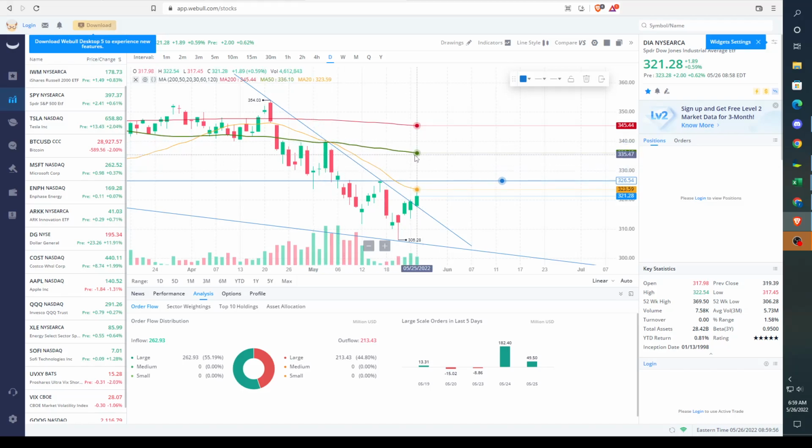50-day moving average is all the way up here at 336.10, so it is a while away. And if we do want to break above this high right here, we need to get above 340.